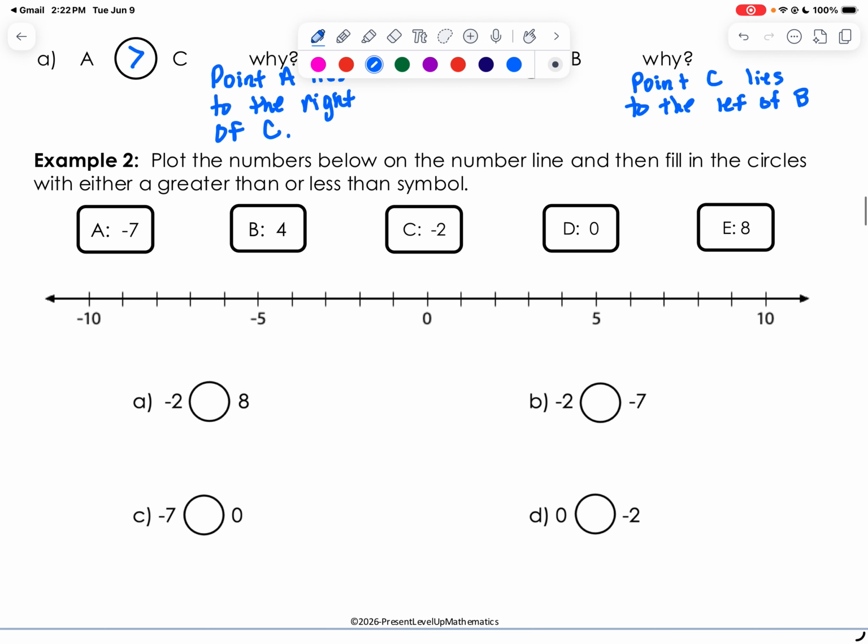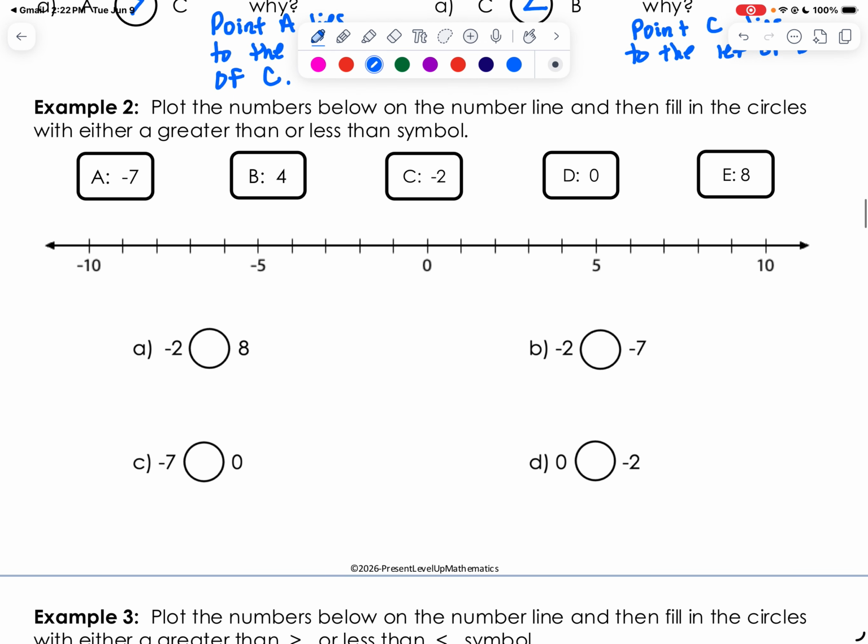All right. Example 2, plot the numbers below on the number line and then fill in the circles with either a greater than or a less than symbol. So the first thing we're going to do is they've given us 5 integers to plot. Now, I first want you to notice that in the middle of your number line, we have a 0. And then it's going by ones, although it did not write all these out. It is going by ones. And so on the other side, we would have -1, -2, -3, -4, -5, and so on, okay?